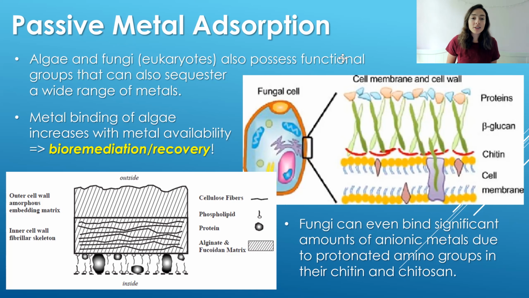But what about eukaryotes? We talked a little bit about how algal and fungal cell walls can be efficient biosorbers. So how does this work? Well, it's similar to prokaryotes. Algae and fungi also have functional groups in their cell walls that can sequester a wide range of metals.